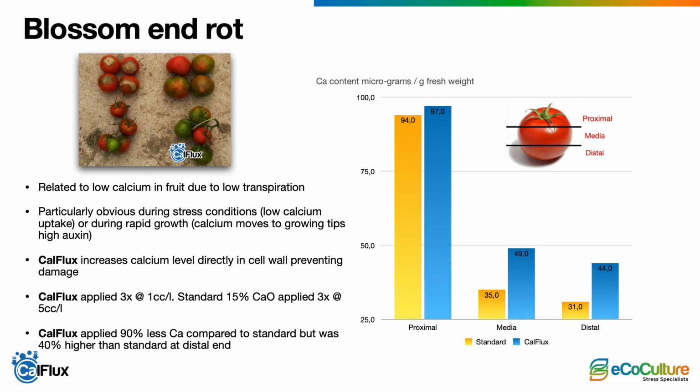This is related to low calcium in fruit due to low transpiration, particularly obvious during stress conditions, low calcium uptake, or during rapid growth. Calcium moves to growing tips with high auxin. Calflux increases calcium level directly in the cell wall, preventing damage. Calflux was applied 3 times at 1 cubic centimeter per liter, versus standard 15% calcium oxide applied 3 times at 5 cubic centimeters per liter. Calflux applied 90% less calcium compared to standard, but was 40% higher than standard at the distal end.